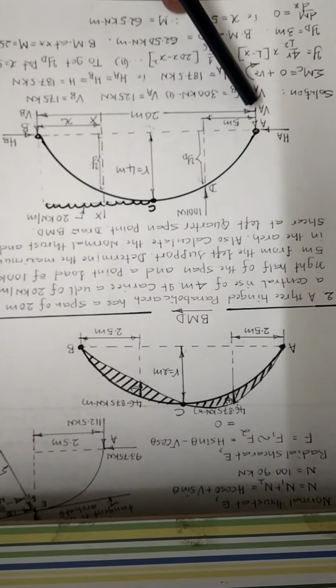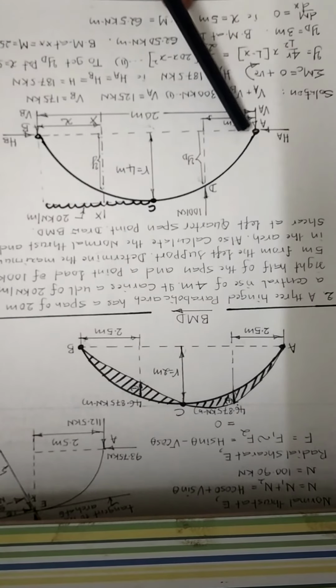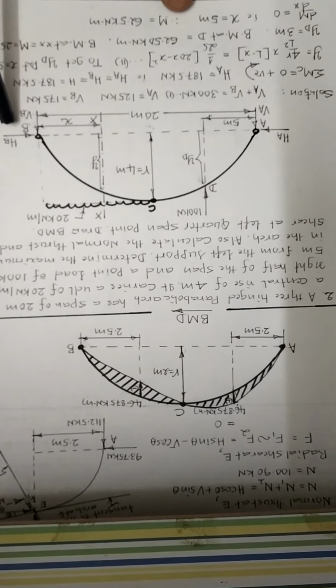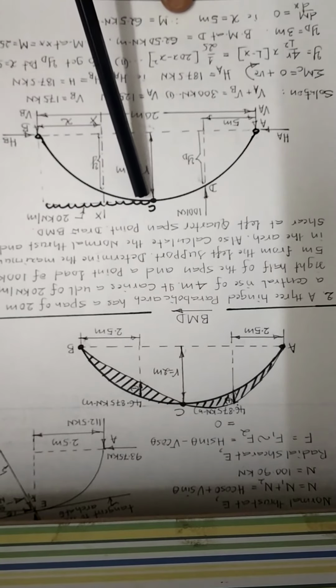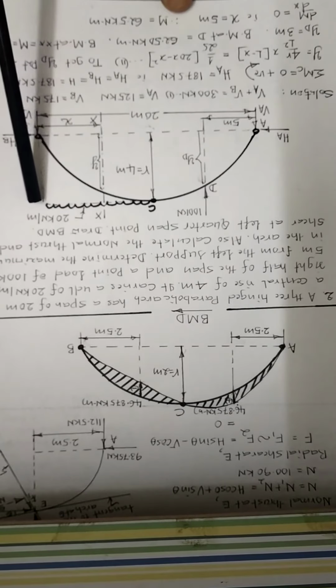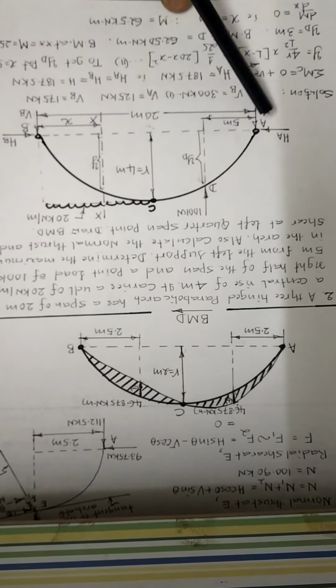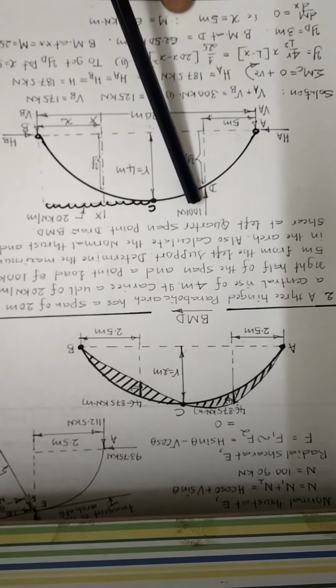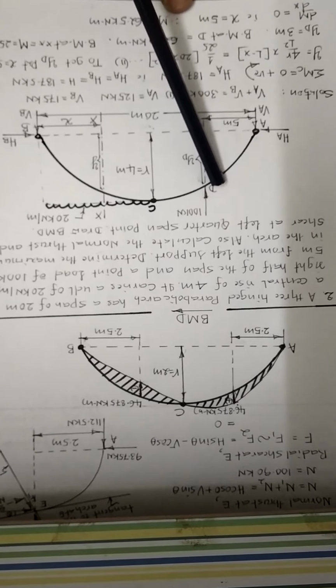Call the reaction components at the point A as VA and HA. Similarly, the reaction components at the point B as VB and HB. This arch is subjected to UDL on the right half portion. Intensity of UDL is 20 kilonewton per meter. And it carries a point load in between AC, at a distance of 5 meter from A. Magnitude is 100 kilonewton. Call the position of this load as D.